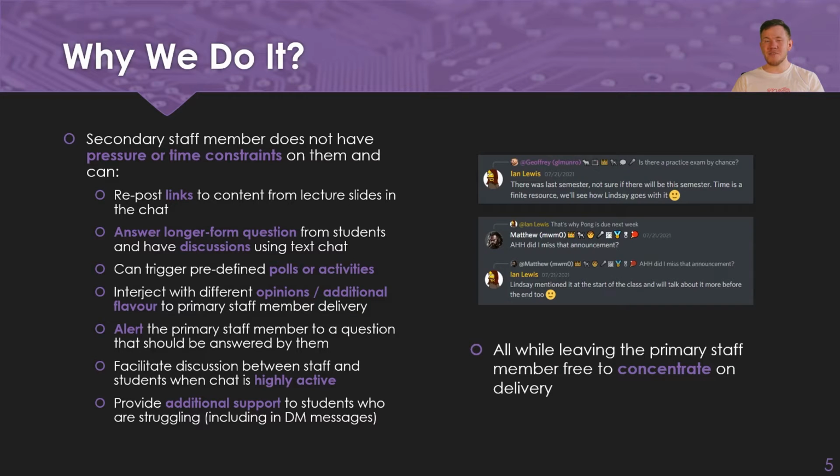So why do we do this? We find that the primary lecturer has a lot to concentrate on in just delivering the content and doing that well. And so the secondary lecturer doesn't have those same time pressures. So the things that opens them up to do during that precious time with the students, where most of the people are there, is that they can repost links that are already in the slides, because those are not immediately accessible to students unless they've got the slide deck open.